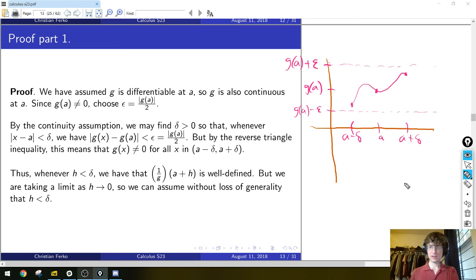Now for the last step, what about h? So now we've proven that if h is smaller than delta, so that a plus h lies in this interval, then g at a plus h will be non-zero, so 1 over g is well defined. How do we know we can take h less than delta? Well, the point is that the derivative is defined as a limit as h goes to 0. And the definition of the limit only asks for some delta, given an epsilon, such that the output of the function is epsilon far from the target.